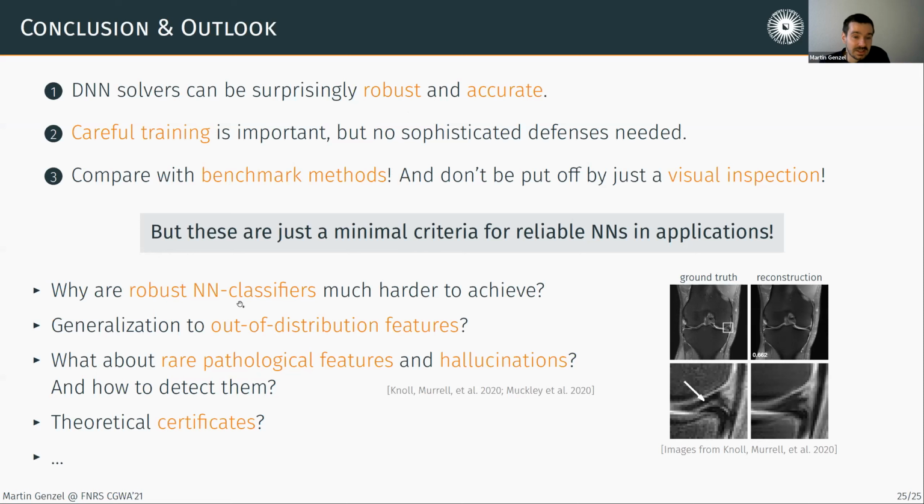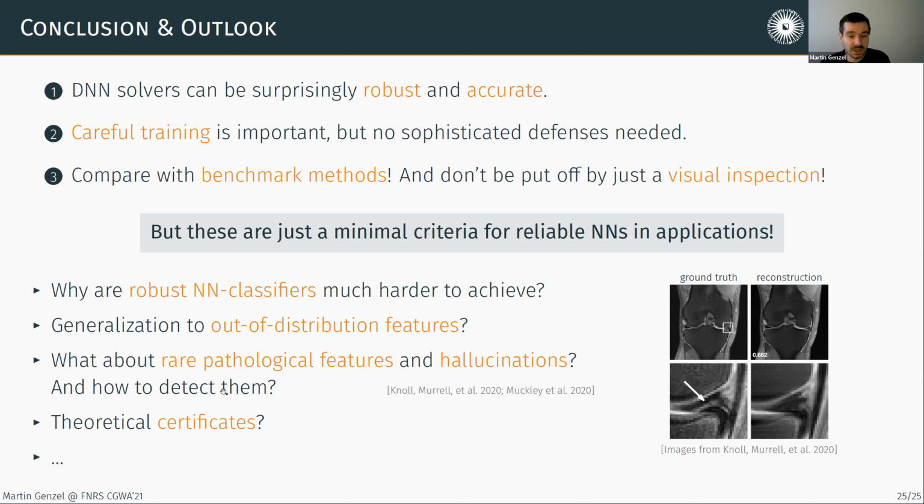What is very striking, at least for me, is this gap between classification and reconstruction. Why is one regime more vulnerable than the other? Also, what would be very interesting to explore more, and this is a very active research field, is what happens if you go out of distribution, if the image you're interested in is quite far away from the training data.